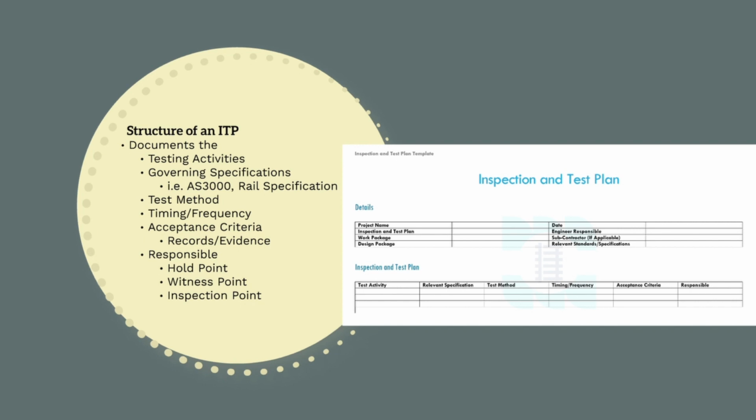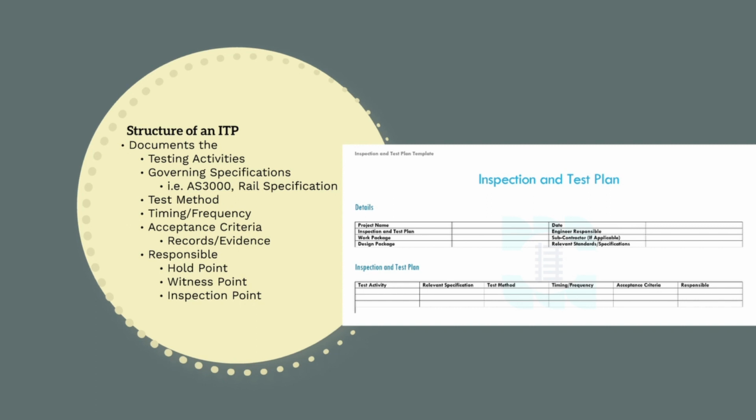So for example, when excavating for electrical conduits, clause 9.3 of AS 3000 specifies that electrical conduits must have a minimum of 500 mil cover. I just made that example up to prove a point, so don't go quoting me on that. So the test activity should be excavation, and the relevant specification would be clause 9.4 of AS 3000.